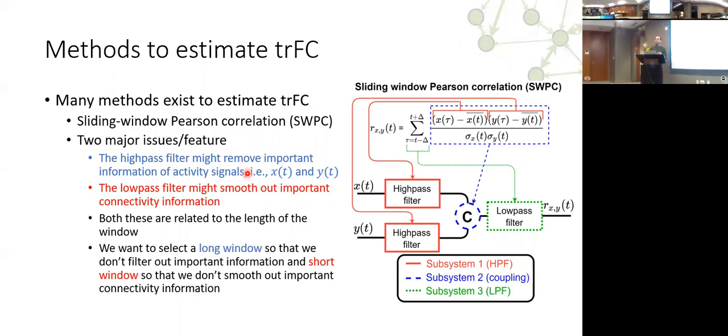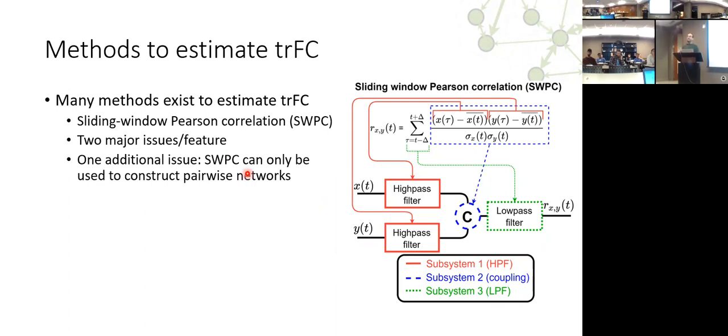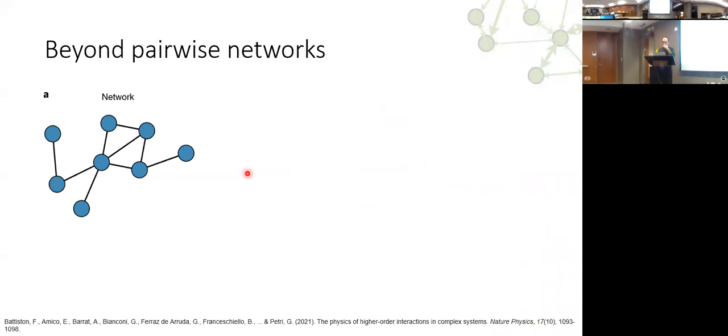So these projects that I explained were my earlier PhD work. I tried to solve these 2 kinds of issues of SWPC, right? But there is another issue with SWPC that is baked into it. That issue is that SWPC, like Pearson correlation and many other correlation methods, like distance correlation and Spearman, can only be used to construct pairwise networks, right? They can give you connectivity between pairs. They can't go higher than that. It's just baked into them, right?